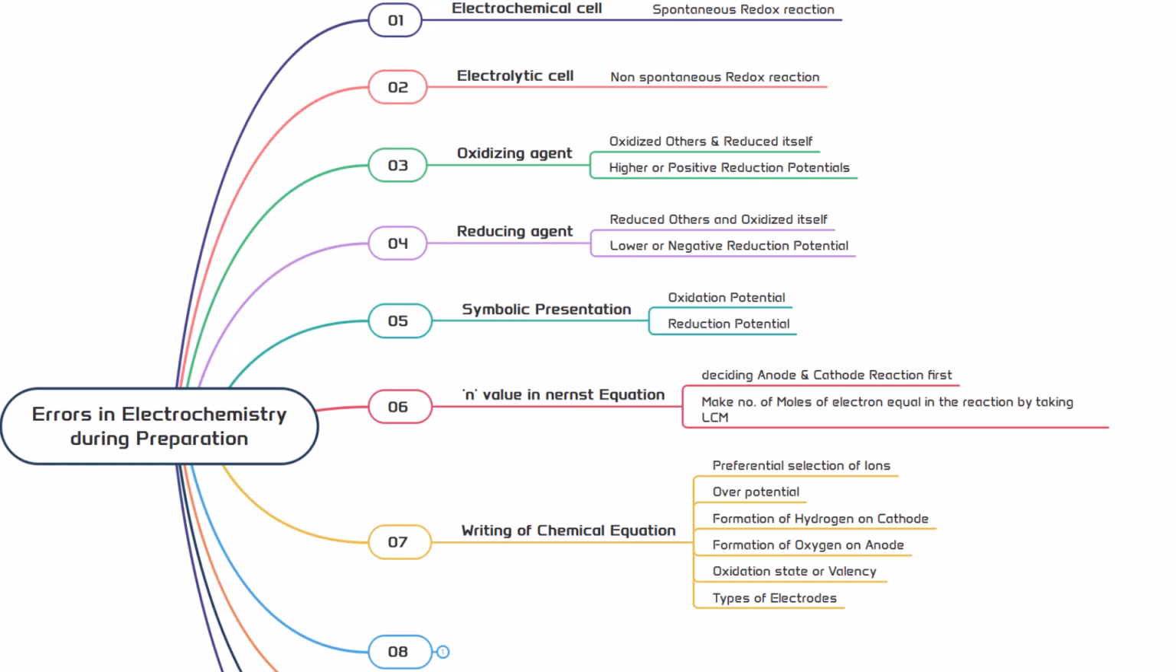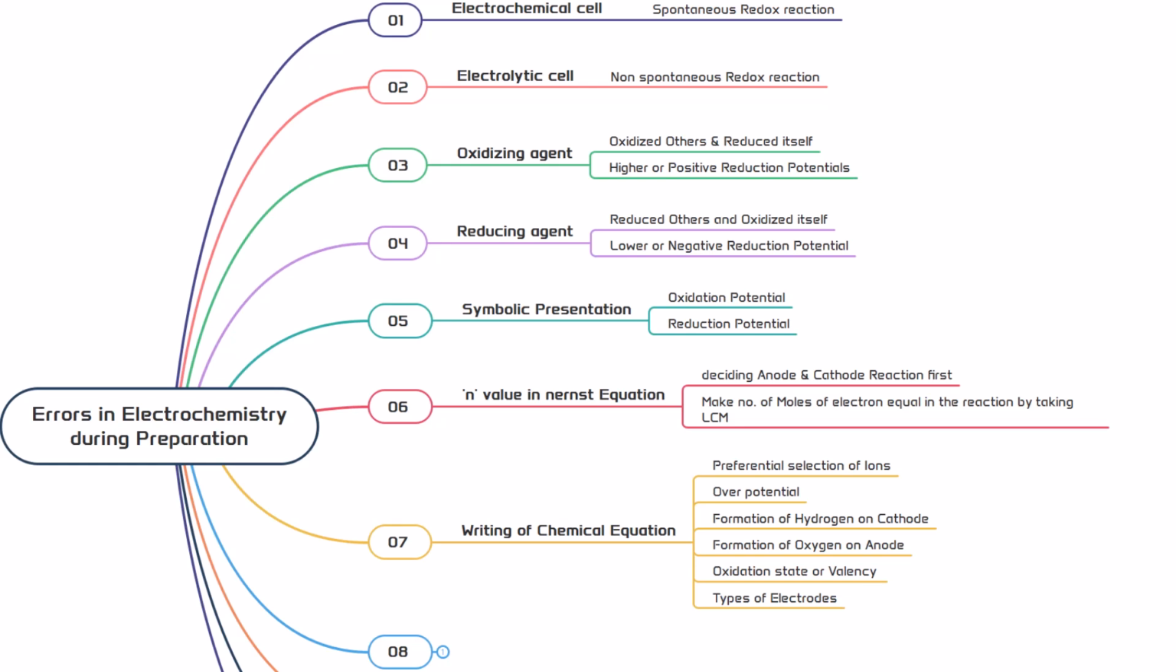Then oxidation state or the valency, it's very required. Whatever the oxidation state you find, accordingly you have to write it into the product. Where oxidation takes place, that state will increase; where reduction takes place, the state will decrease.